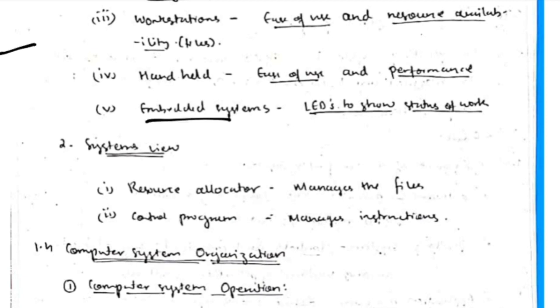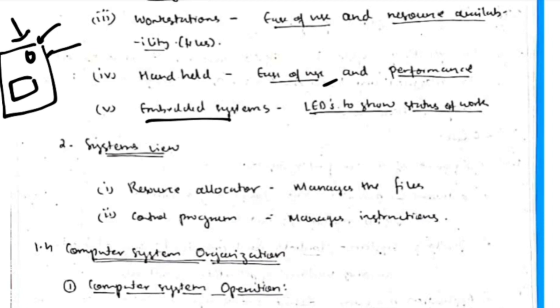That means the systems which show the status of the work by LEDs. It means a small LED will be there. If it's green, it means it's working. If it's red, it means it's stopped. Those things, that's known as embedded systems, and the LEDs are nothing but the status shown by the work.